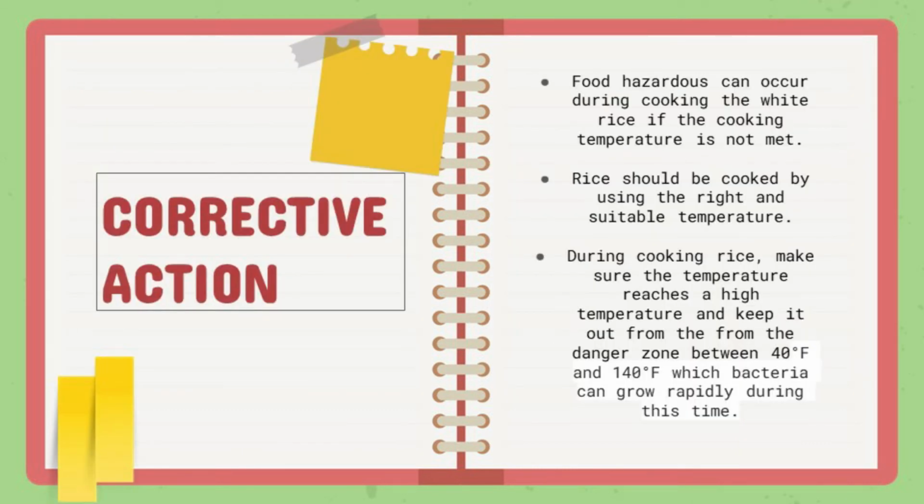Next, for the corrective action in the food process of white rice, food hazards can occur during cooking the white rice if the cooking temperature is not met. So, the rice should be cooked by using the right and suitable temperature. During cooking the rice, make sure the temperature reaches a high temperature and keep it out from the danger zone, where bacteria can grow rapidly during this time.